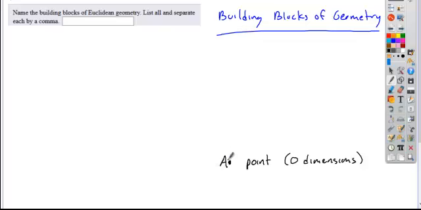A point's going to be named by a single letter of the alphabet. It'll be a capital letter generally. If you were identifying point A, you could just call it A, and that names the point. So right here, A represents that point. If you string an infinite number of points in a straight arrangement, you create the next building block, which is a line.